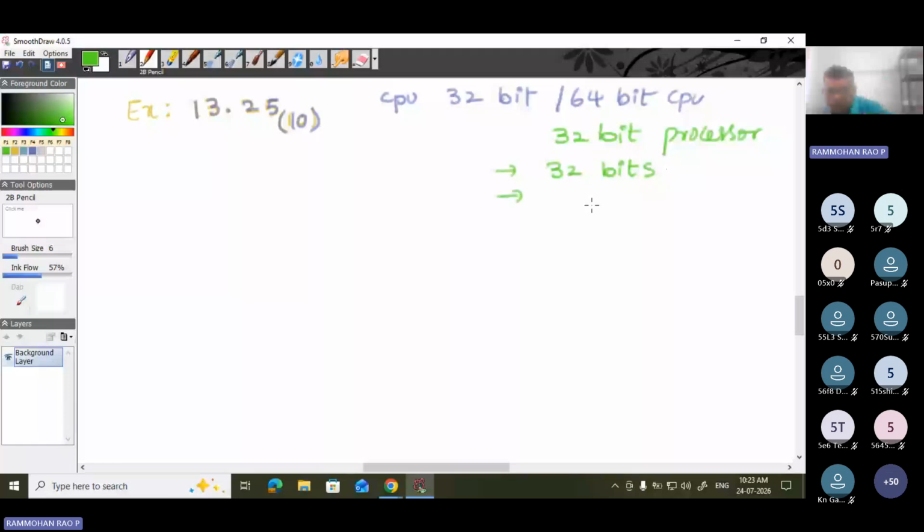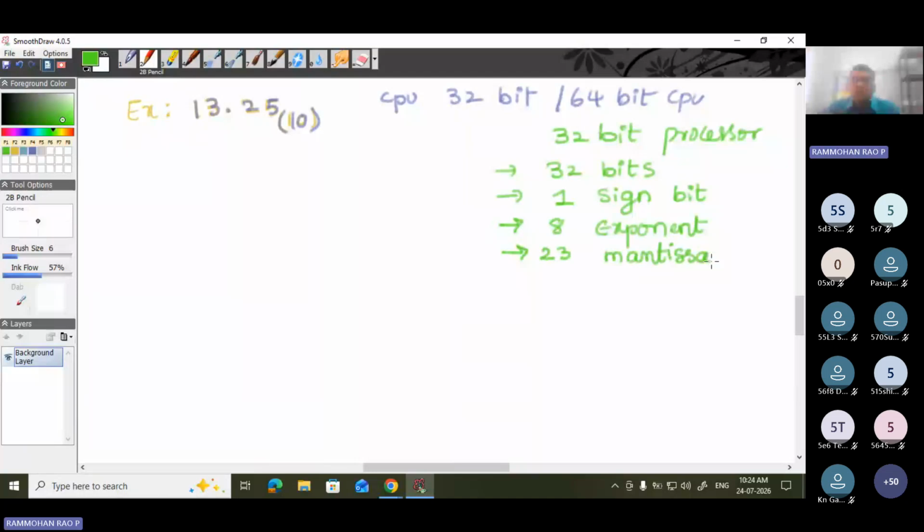Out of which 1 bit will be for sign, meaning positive number or negative number. Positive means 0, negative means 1. So 1 bit will be for sign. 8 bits are given for exponent. How many are left? Out of 32, 1 bit for sign, 8 for exponent, so 1 plus 8 is 9. I am left with another 23 bits. 23 bits are allotted for mantissa.